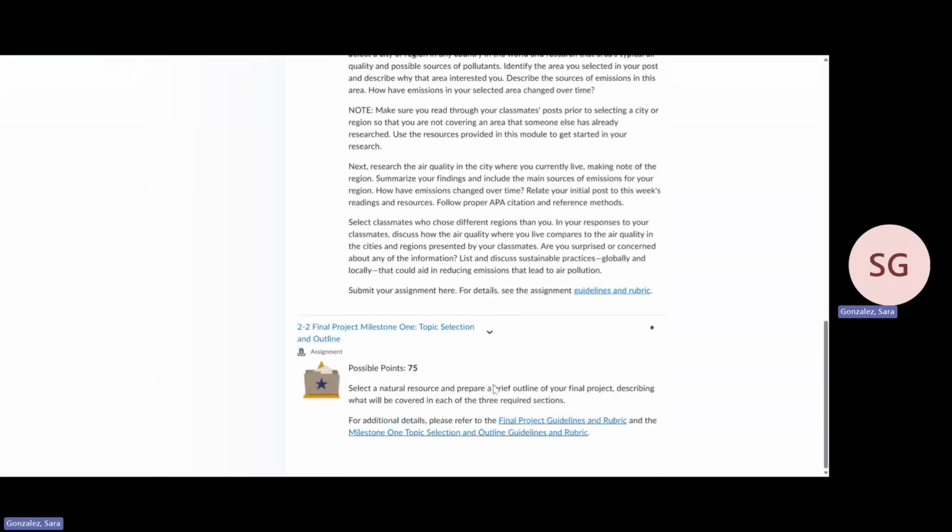And then the other assignment here is working on your milestone 1 for your final project, which is your topic selection. You're going to select a natural resource and prepare a brief outline of your final project, describing what will be covered in each of the required sections. So refer to the final project guidelines and rubric here, and specifically what you're supposed to do for milestone 1.